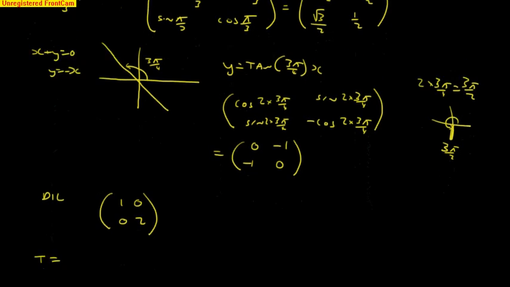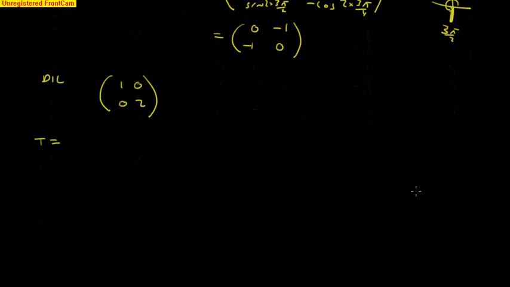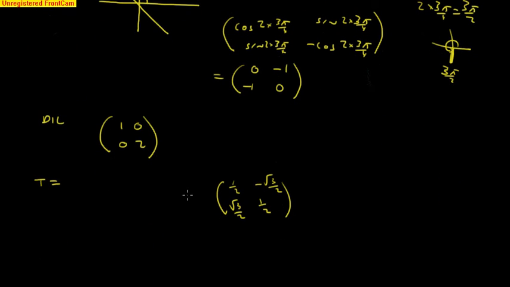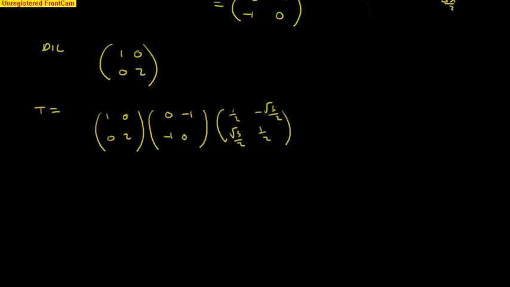The first one we do is half, negative root 3 on 2, root 3 on 2, half. Let me check I've written that down right, it's very easy to make mistakes with that. Half, half, yep, got that. Secondly, we do the reflection matrix, 0, negative 1, negative 1, 0. And finally, we do 1, 0, 0, 2. We have to multiply those three to get the overall matrix.